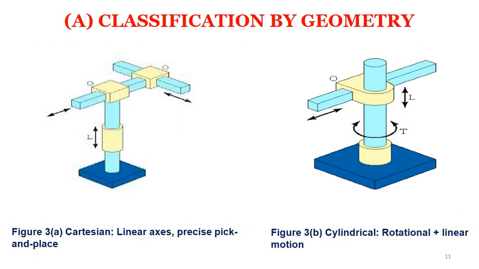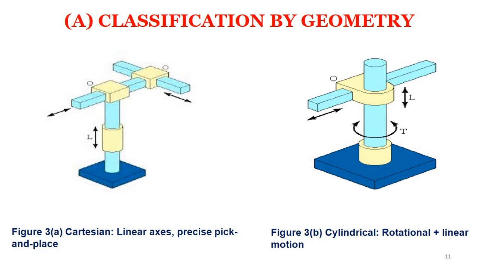The classification of robots. First, we can classify robots according to their geometry. Based on the geometry, we classify robots into five different configurations: Cartesian, cylindrical, spherical, articulated, and SCARA. In a Cartesian coordinate robot, there is only linear motion along all three axes, so it can be used for precise pick and place operations.